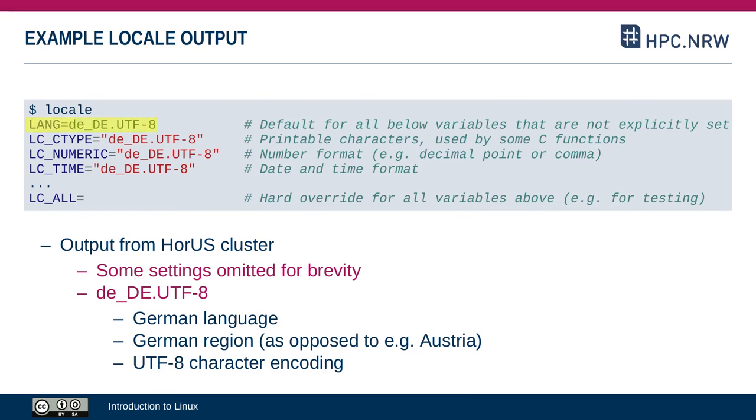The line at the top is called lang. And that's the setting that always gets used when there's no specific setting for something. For example, the time has a specific setting that displays, for example, if the month comes before the day or the other way around. And if that is not set, then lang is used. Or if there's something that is not covered by time, then lang is used.